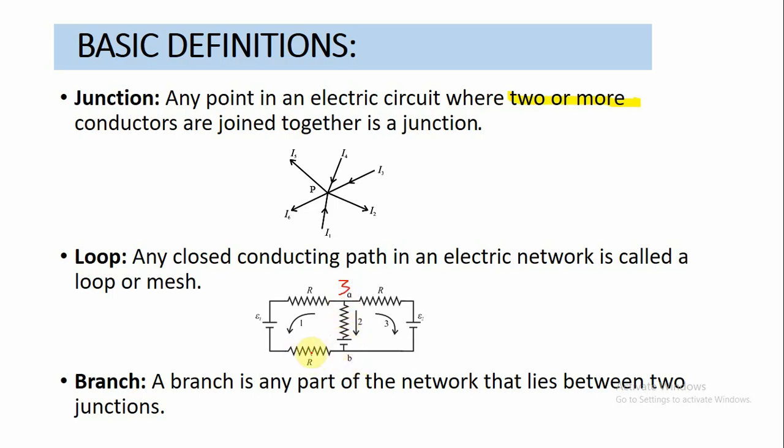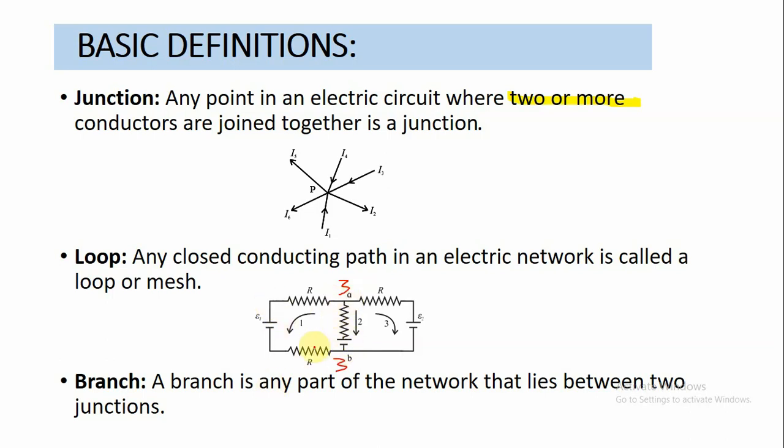This conductor, and this conductor. Again, 3 conductors are joined at point B. So A is junction 1 and B is junction 2. Now in between two junctions, this is a part of the network. So a branch is any part of the network that lies between two junctions. So I can call this a branch. Okay, so this is what a branch looks like.